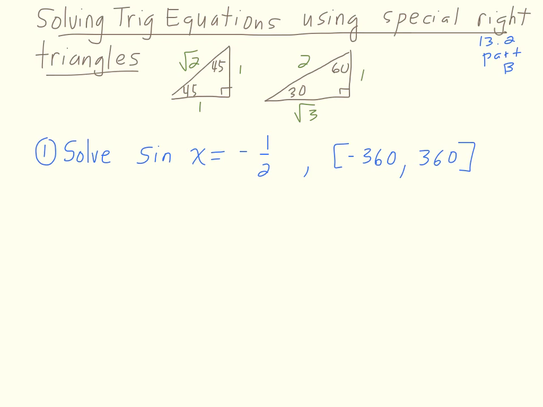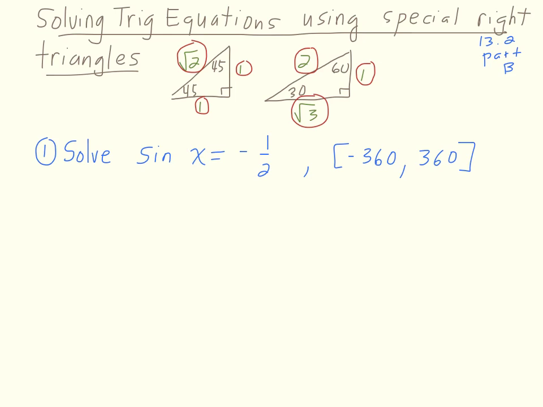Recall 45, 45, 90 has side ratios of 1, 1, radical 2. And then our 30, 60, 90: the side across from the 30 is a 1, the side across from the 60 is a radical 3, and the hypotenuse is a 2. So you really just need to be aware of these numbers. If you see 1s, a radical 2, a 1 or a 2 or a radical 3 somewhere in a problem, understand that those correlate to the sides in a special right triangle.